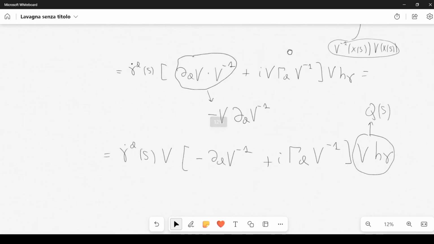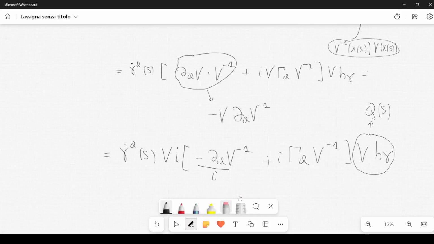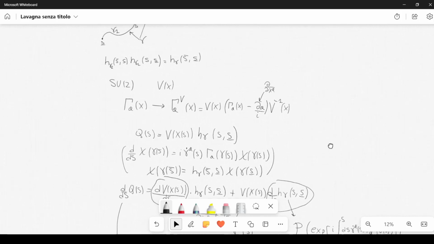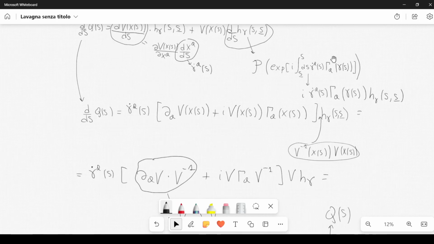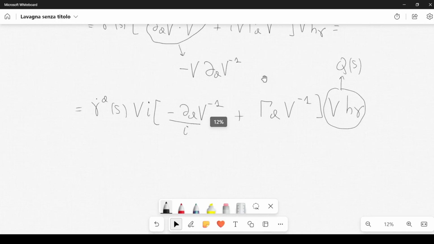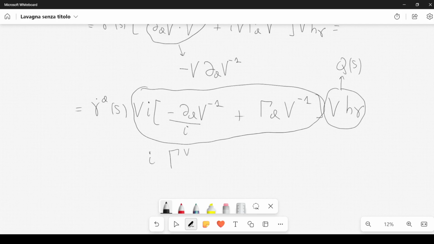In particular, we can also factor out i. So if we put i here, we have to divide by i, and therefore in here we are going to get rid of this i. And at this point, you can see that we have something similar to this expression here. So we have V in here, Γ_a, then we have V inverse on the right, and similarly we have this term minus ∂_a over i, V on the left, and V inverse on the right. So this, if you check, is equal to i times Γ^V_a(x(s)), like this.